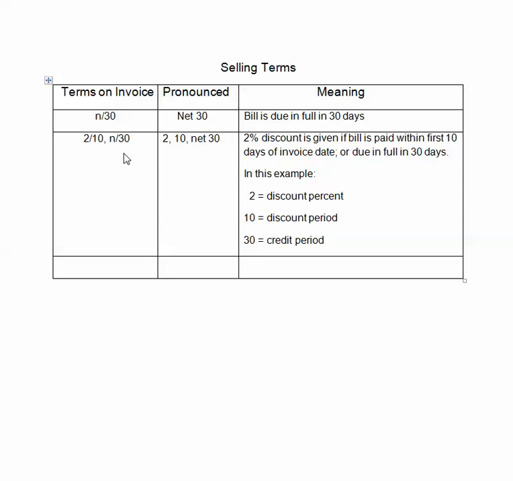However, when you're doing homework on Wiley Plus, go strictly by the dates. So they only have the first 10 days to take the discount, and that's all. So if a sale was made, let's say on October 1st, that customer would have 10 days, up until October 11, to make that payment and take advantage of the discount.